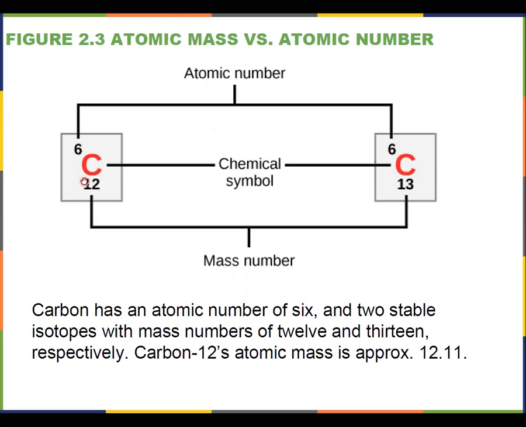When you add 6 neutrons, 6 plus 6 would be 12, right? But here, the number of protons is 6. They do not change, but the mass is 13. So what happens? It has 7 neutrons. So this is the mass number, okay?